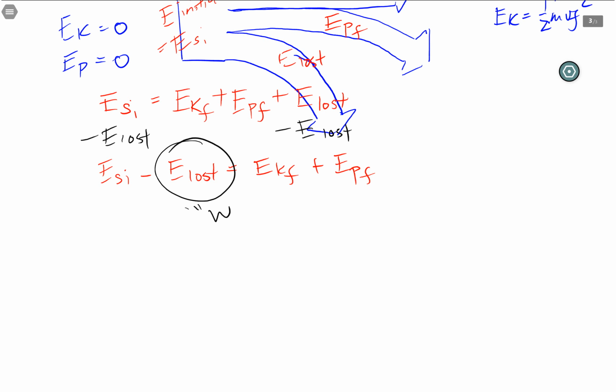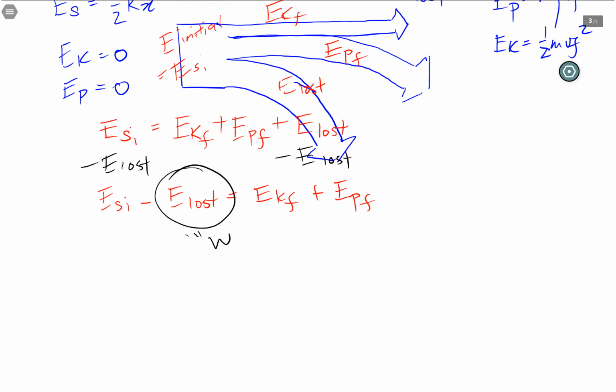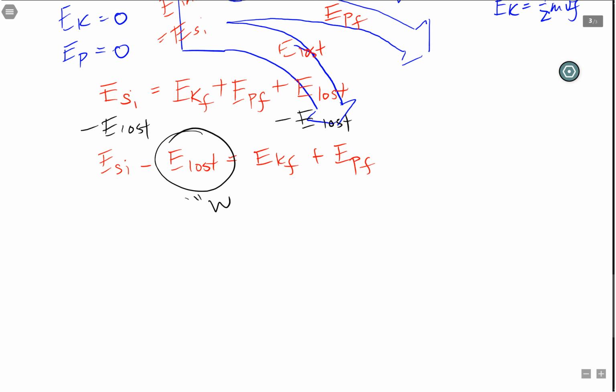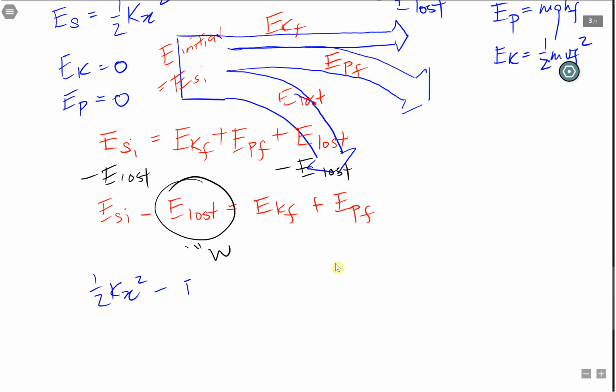Now we have the base equation, and again, as long as you understand conservation of energy, you should not need to memorize any equation. What I've done here is lay out the concept behind conservation of energy, and that concept should drive how you form your equations in your questions. ESI, I'm going to put in everything now. I have 1/2 kx squared. This is equal to, minus my E lost, and this is going to be the one I'm losing due to friction, 1/2 mv final squared plus mgh final.